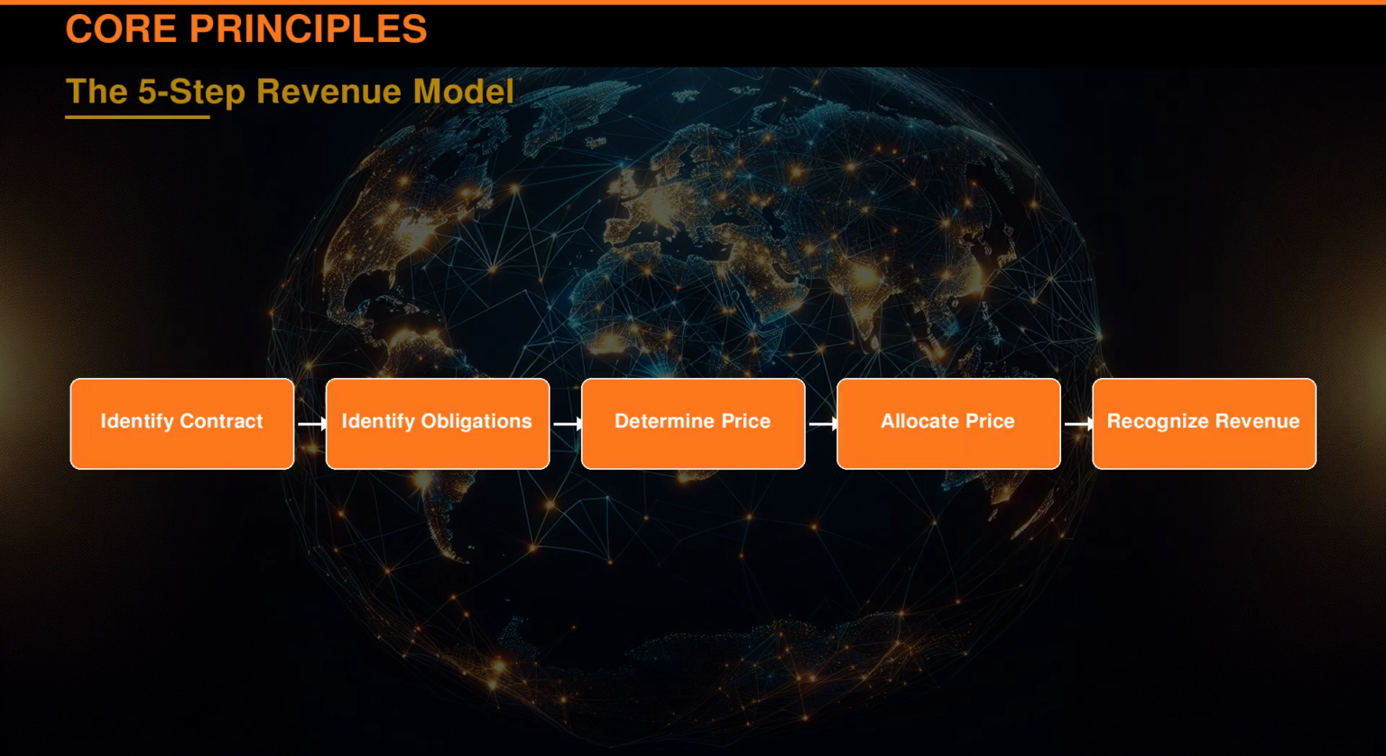The 5-step revenue model helps businesses recognize revenue consistently. We'll follow Meridian Corporation's $10 million SaaS contract, split into $8 million for software and $2 million for implementation services. This model clarifies how and when revenue should be reported, ensuring transparency and reducing errors.